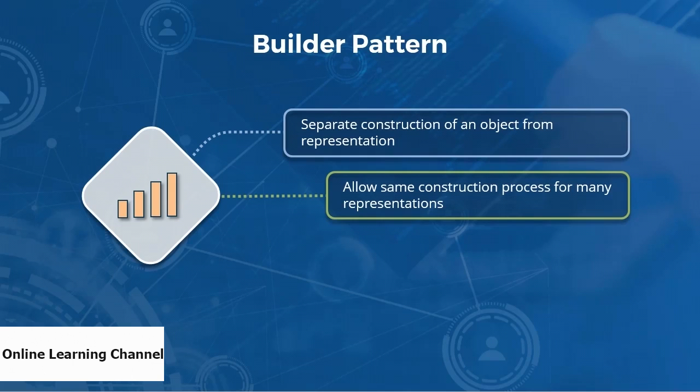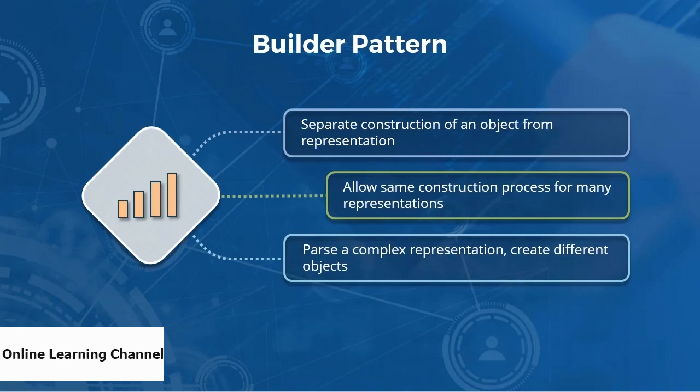How can the same process be used to create different representations? And how can a complex object's construction process be simplified? The builder design pattern can also be set up to parse a complex representation of an object and then create different objects based on that representation. For example, you might define your object in the form of a serialized string, and this string is then parsed to create different objects based on the parameters in the string.